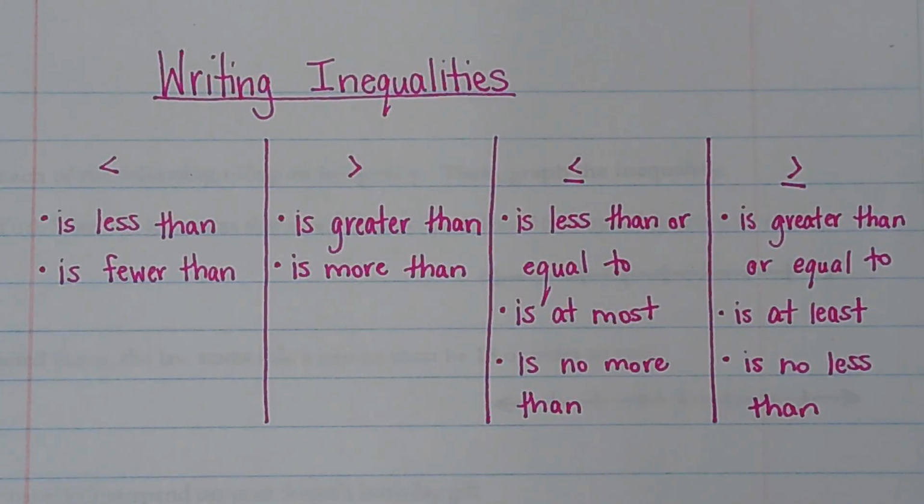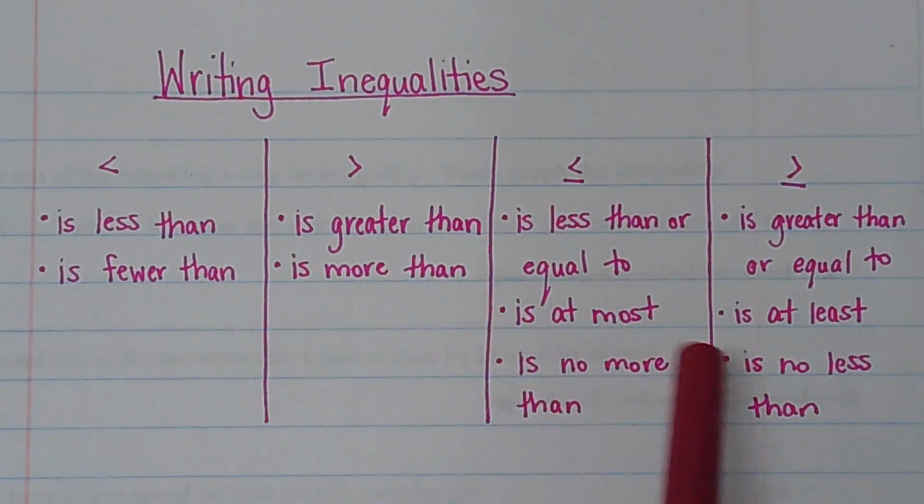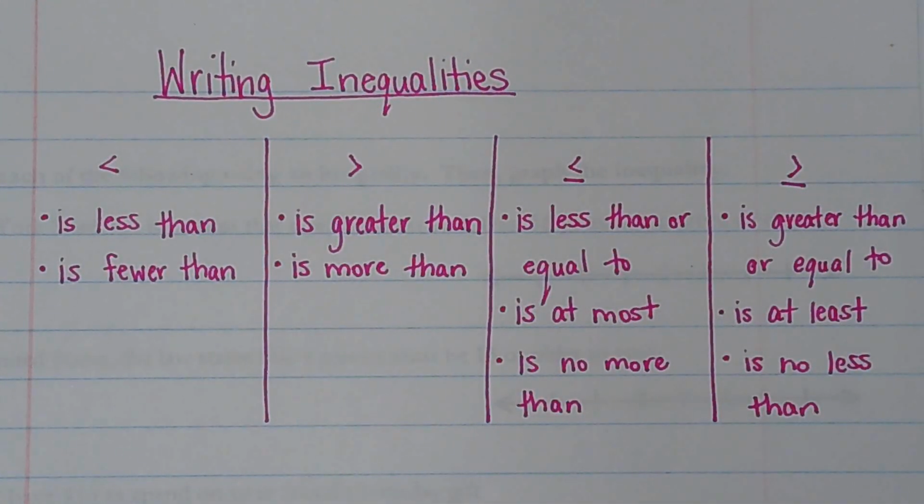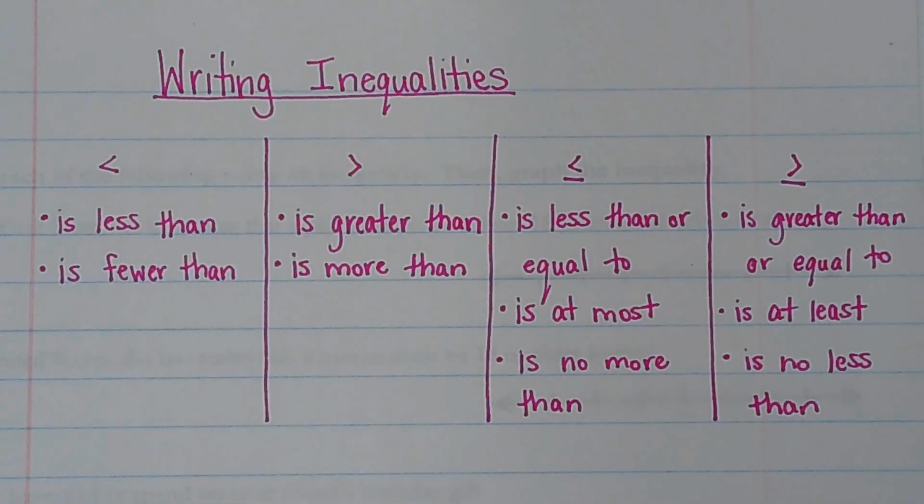So once again, if you want to pause me and copy this chart and then play me after you've copied it down, that'd probably be best because you definitely need this chart. Remember, you're going to be given a sentence and you need to be able to write it in number form. So these are some of the key words that will be in those sentences to help you figure out which sign will go with the numbers. These two make common sense. Greater than, less than, fewer than, more than. It makes sense that those go together.